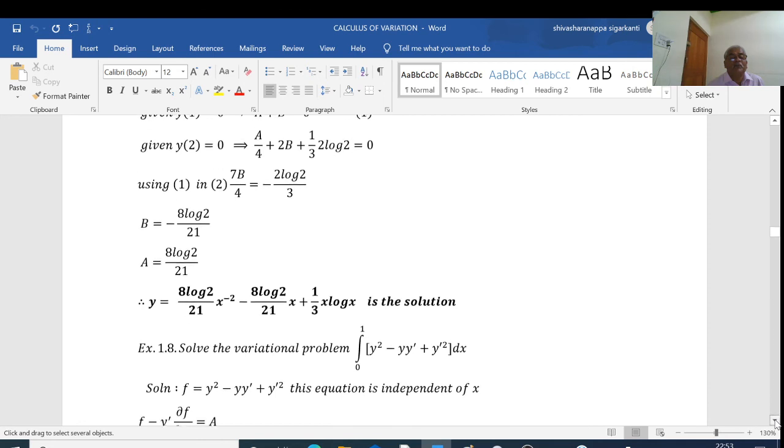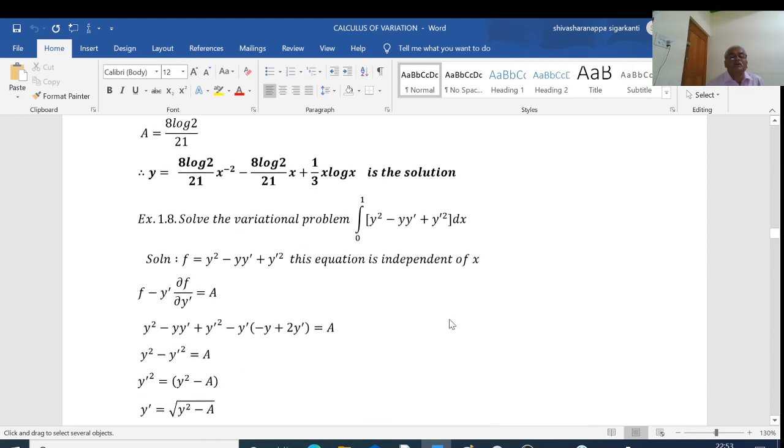We'll go to another example. Solve the variational problem, integral from 0 to 1 of y square minus y dash plus y dash square into dx. This is my f. Again here there is no x term. This is independent of x. F is y square minus y dash plus y dash square. This is independent of x.